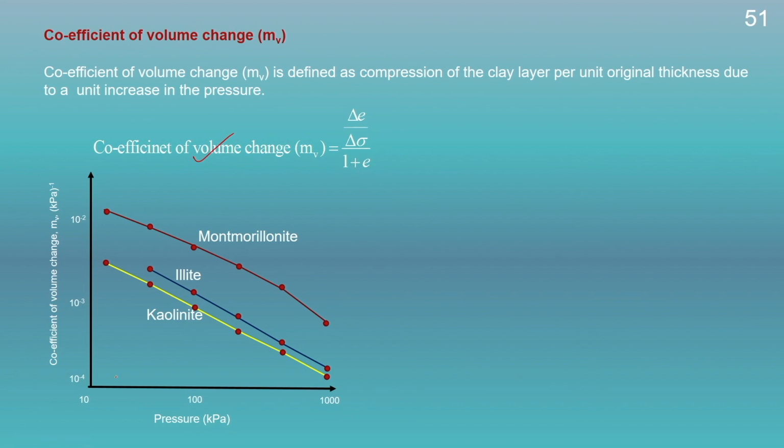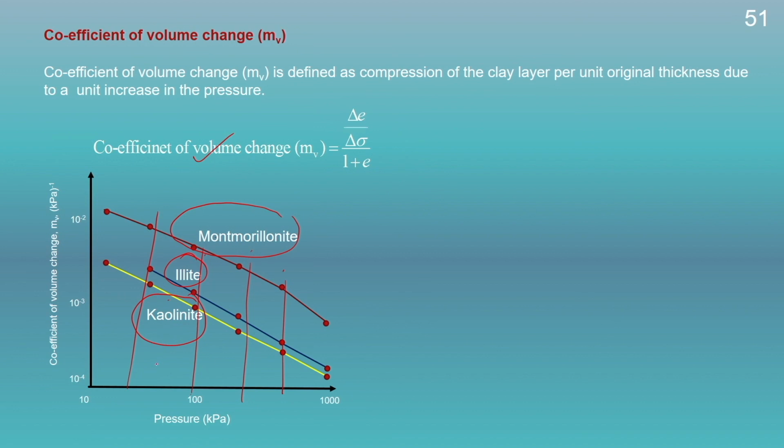Now, if we compare the mv value between these three minerals at different pressures, we can see here the mv for kaolinite is quite less in comparison to illite and montmorillonite, and montmorillonite will have a higher value of volume change behavior in comparison to kaolinite. That means, at any increase in the pressure, the montmorillonite volume change will be quite high in comparison to kaolinite.